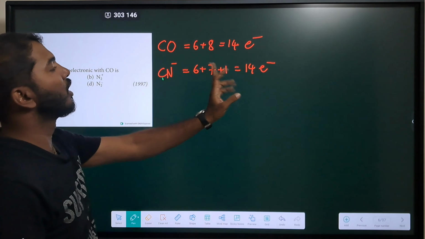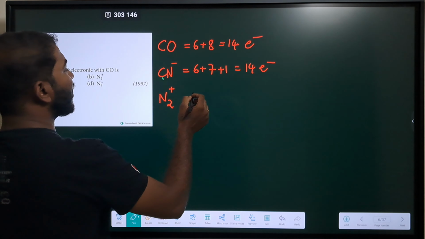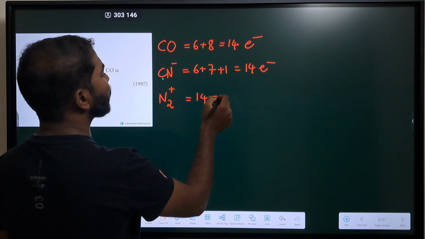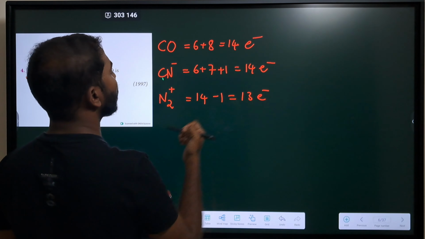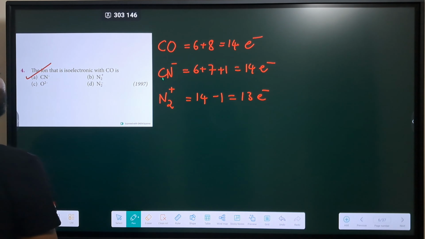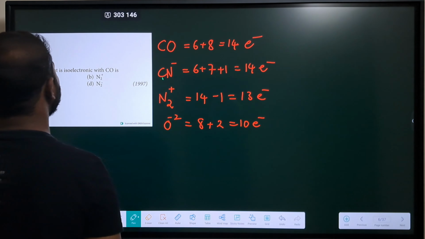Just for our practice, let us solve this. N2 plus. What is the meaning of N2? One nitrogen has 7, 2 nitrogen has 14, and plus 1 means we have to remove one electron. So that is giving us 13 electrons, which is not our option. O minus 2: one oxygen has 8 and minus 2 means adding 2 electrons, so 10 electrons. That is not our option.